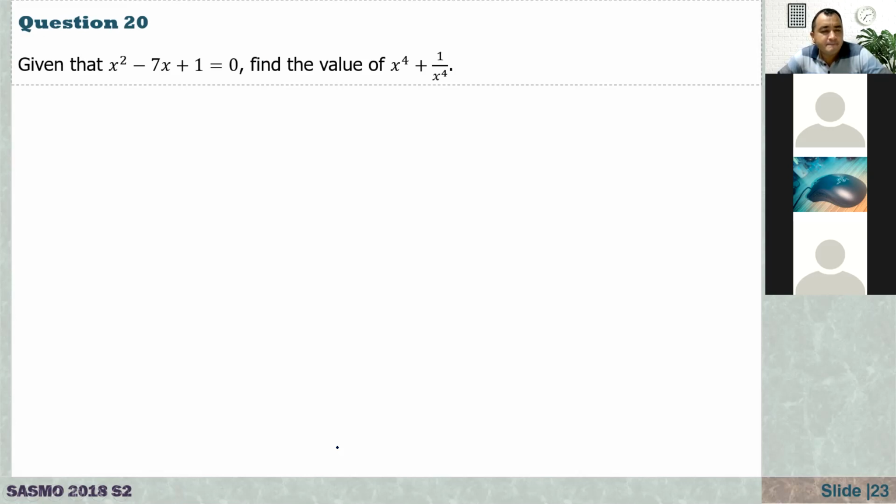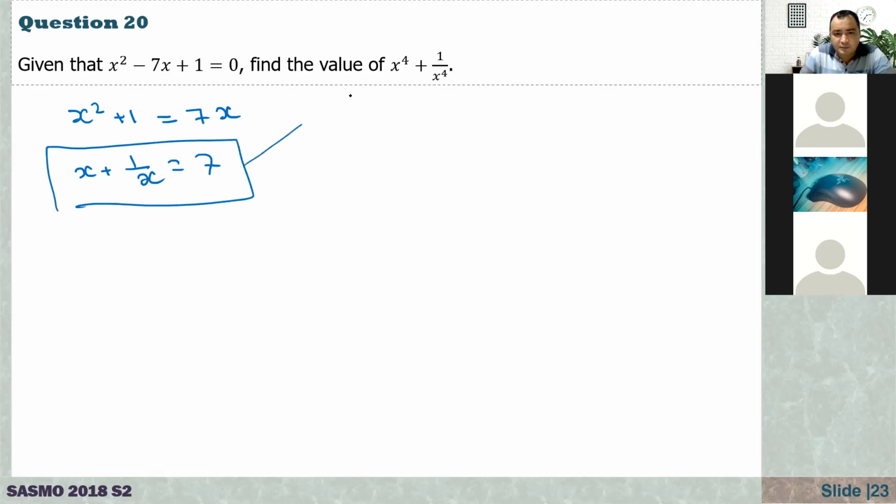Yeah, I think first I need to solve the quadratic equation and then substitute it. No, this one doesn't come that way. For example, x squared plus 1 is equal to 7x. Divide both sides by x. So here we have x plus 1 over x is equal to 7. Using this equation, can you find x to the power of 4 plus 1 over x to the power of 4? Because if you solve the equation, get the solution and raise it to the power of 4, it will be very long and complicated.